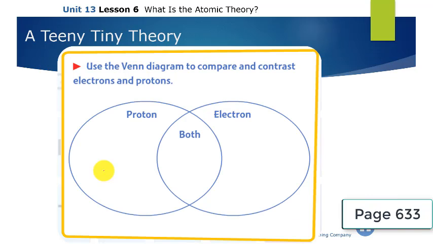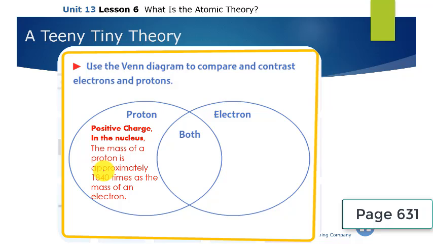We continue here and compare what is different between proton and electron. Remember, the proton has a positive charge. We find it in the nucleus. The electron has a negative charge and is around the nucleus. And what is the difference between both? They are the building blocks of matter. Okay, positive charge in the nucleus.